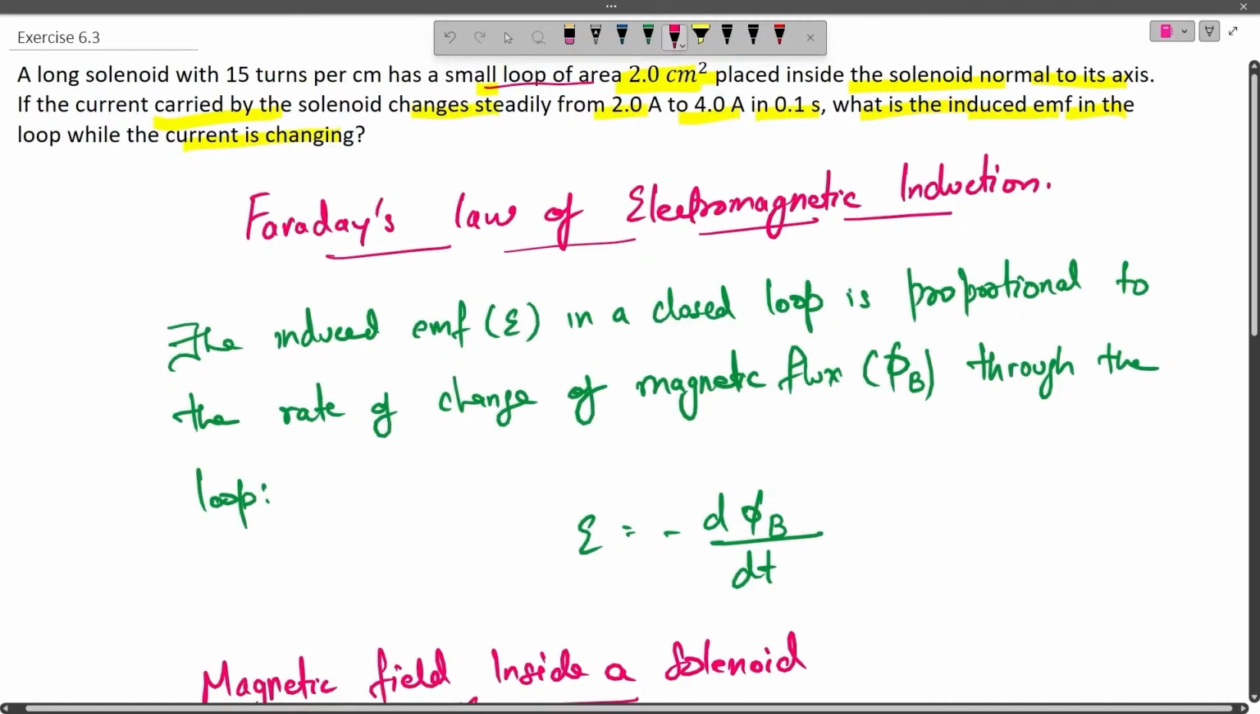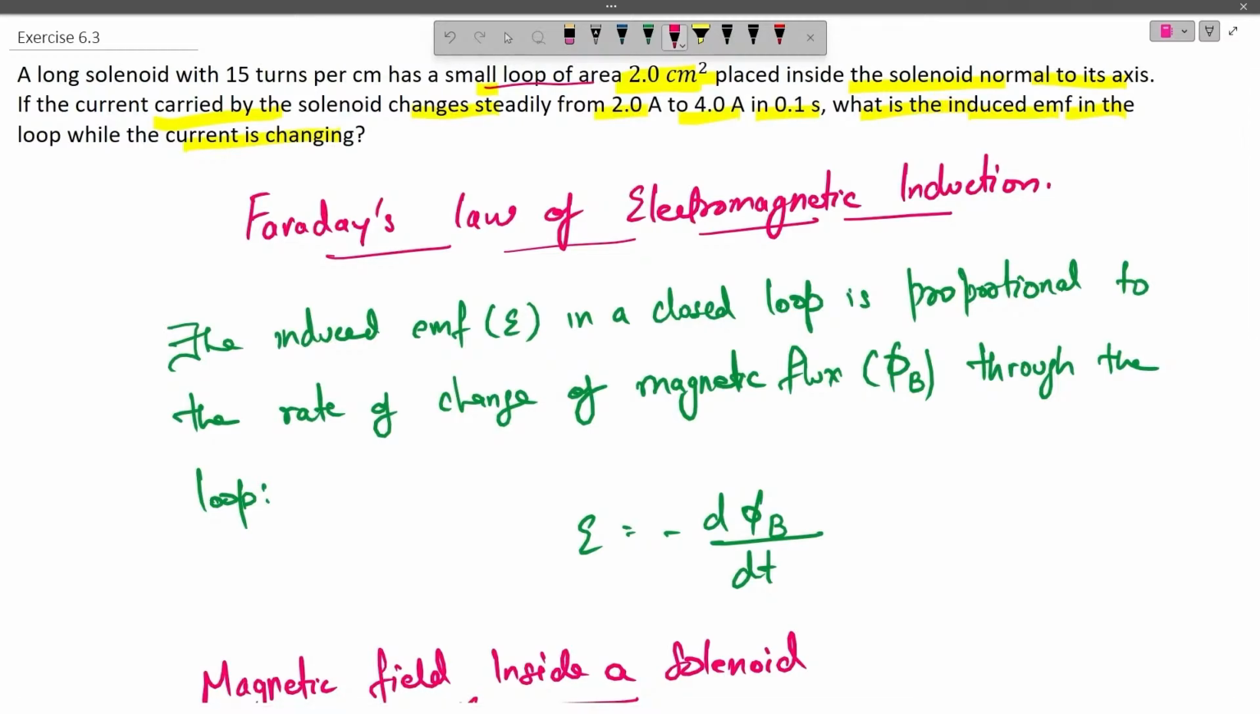So just imagine that the solenoid is seen from its left or right along the axis as this, then there is a small loop of wire of 2 centimeter square placed inside the solenoid. Now we have to find out what is the induced EMF in this small wire, given that the current in this solenoid is changing from 2 ampere to 4 ampere in 0.1 second.